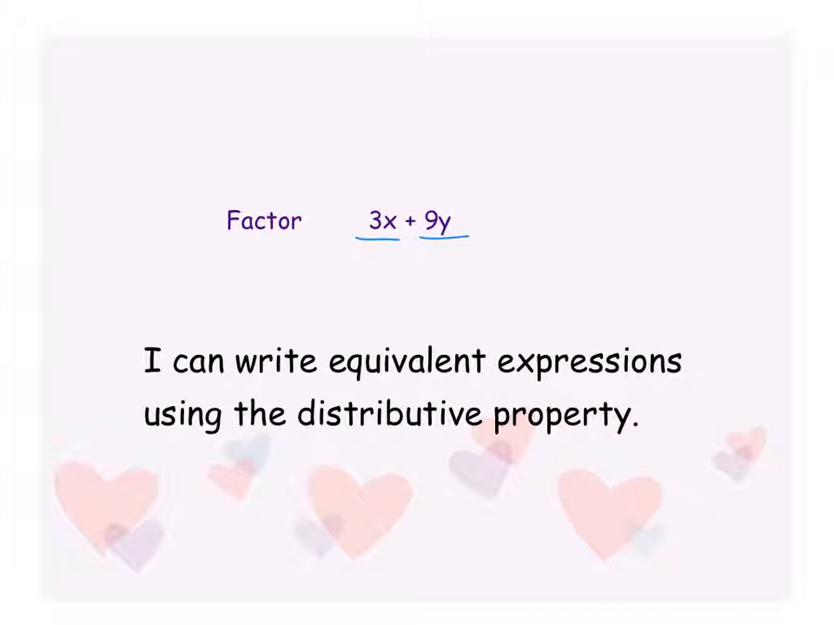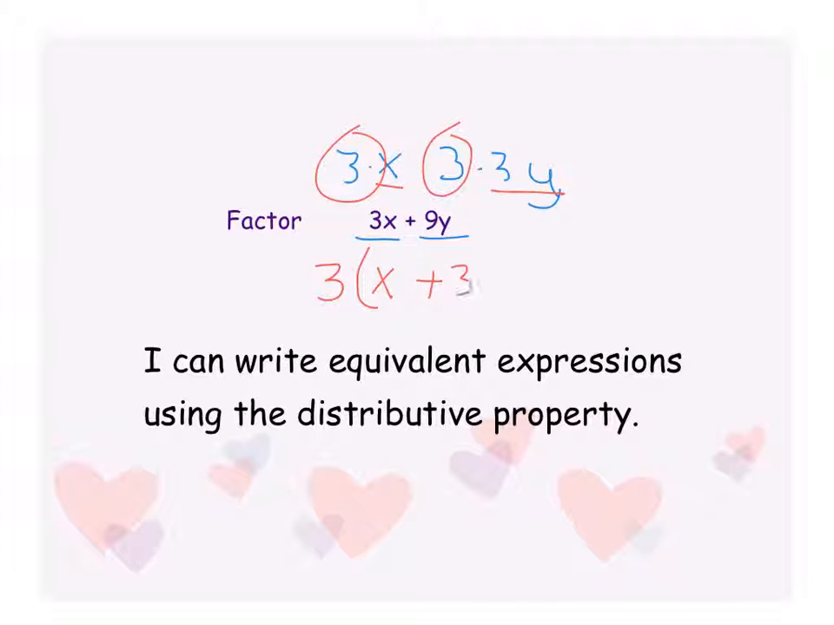We are looking for our factor that they have in common. They have a 3 in common, so that is what we're dividing out. We're dividing out a 3, and what is left is an x and a 3y.